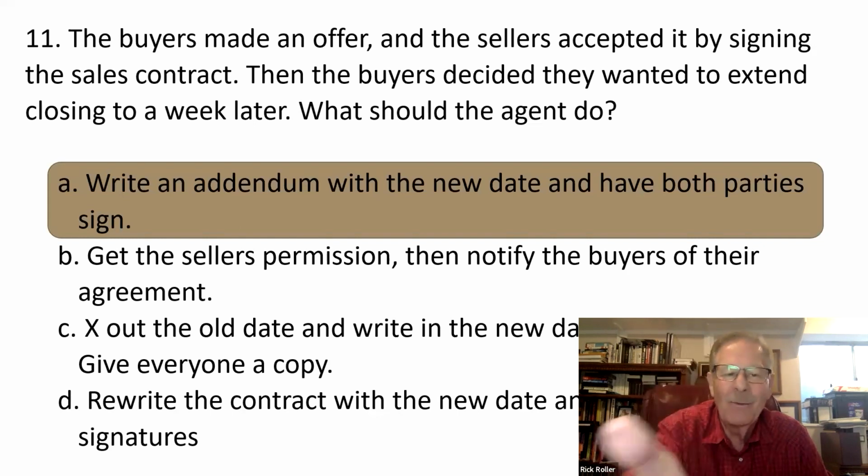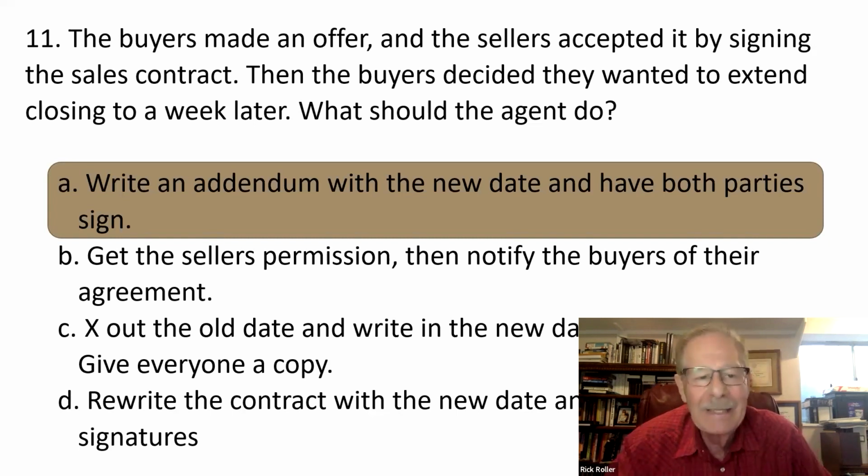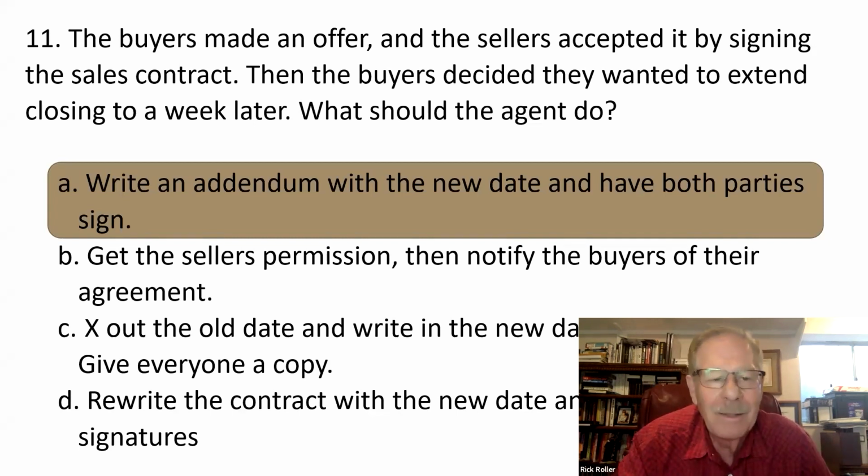Well, isn't that kind of what you just did, only backwards, and you did it in writing? This doesn't even mention writing. It has to be written. You can't change a contract without a written agreement to change the contract, and that's what an addendum does. C, X out the old date and write in a new date. They give everyone a copy. That'd be a lot simpler, but it would be totally illegal.